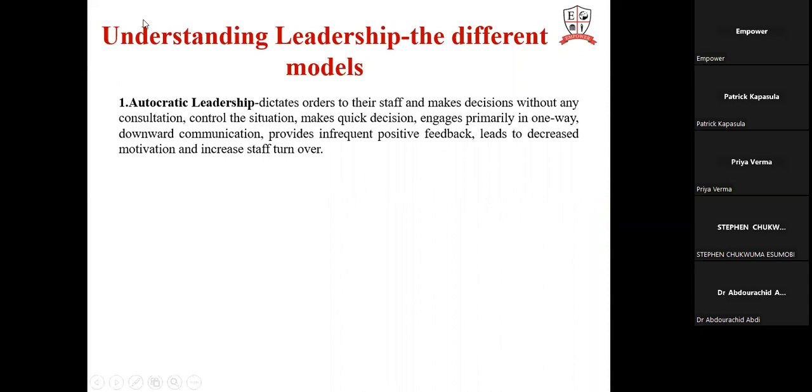An autocratic leader is characterized by dictating orders to their staff, and he or she makes decisions without any consultation. Generally, he controls the situation, makes quick decisions, and primarily engages in one-way, downward communication. It's very rare for such an autocratic leader to provide positive feedback to the team members. As a result, it leads to decreased motivation and an increase in staff turnover.